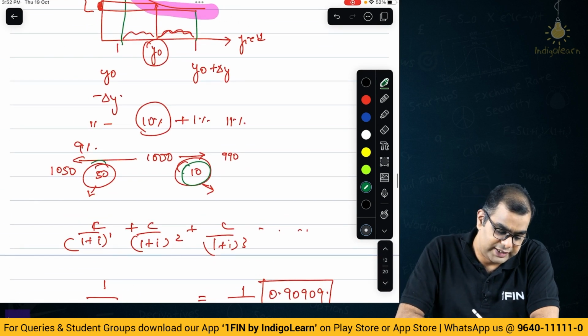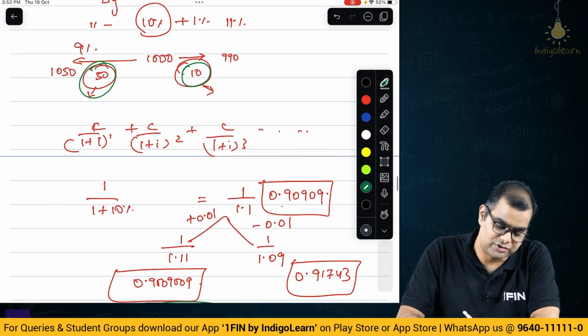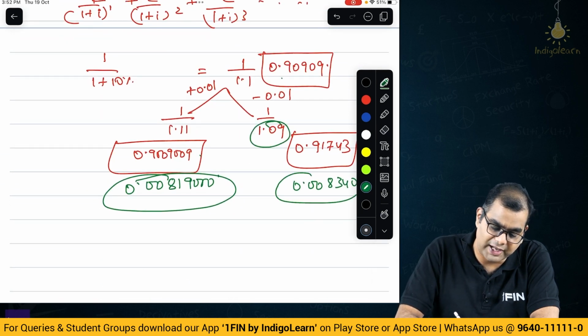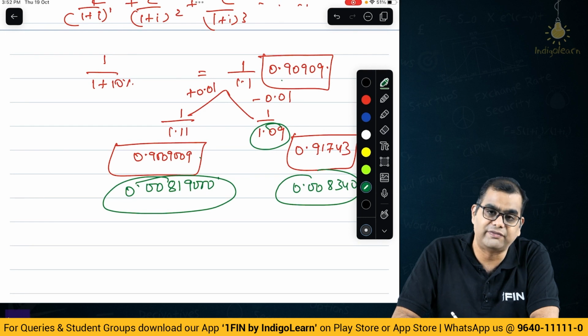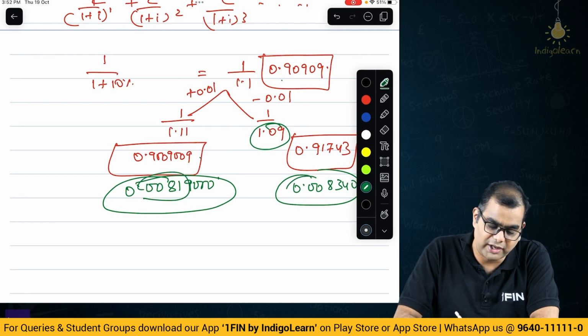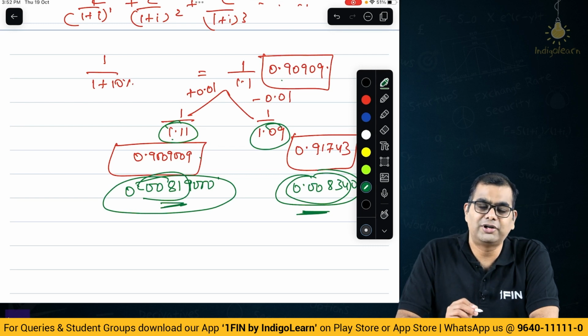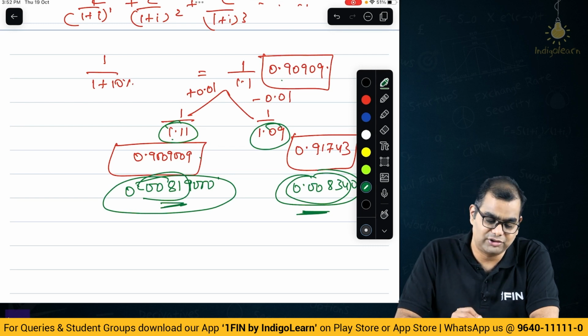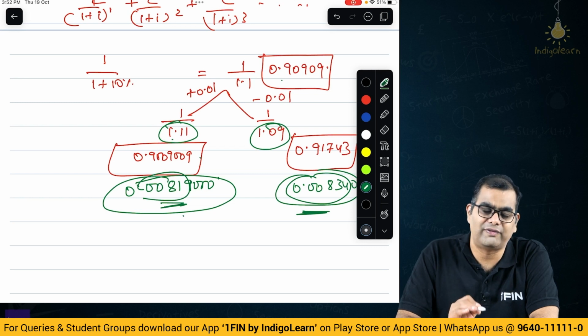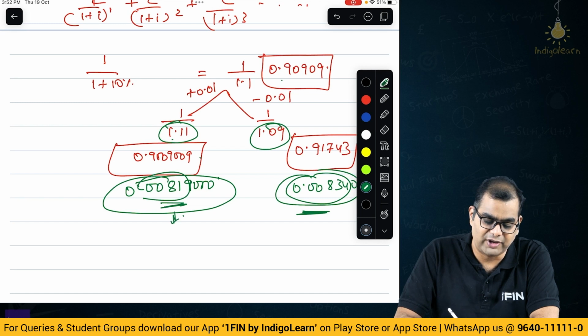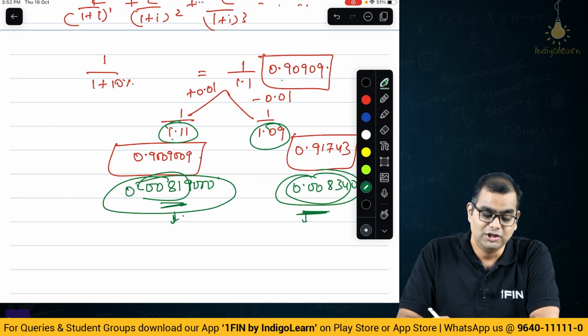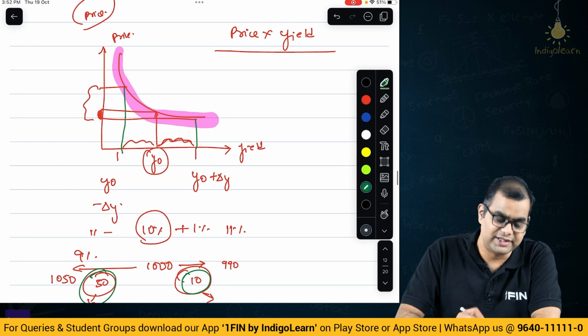Whereas, when you decrease the rate, it went up by 50 rupees. So, when you decrease the rate, it went up by a higher value, 0.00834. So, 0.0081 versus 0.0083. You see that point? This change is very different when you divide it by a factor. When you add a number to the denominator versus when you subtract a number from the denominator, the impact on the absolute value that comes out, or the impact on the outcome, is very different. So, this leads to two things.